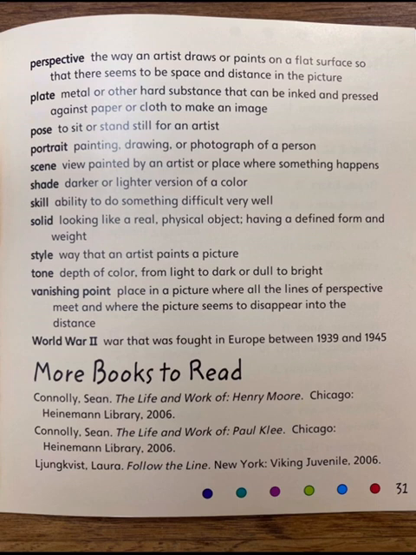Solid, looking like a real physical object having a defined form and weight. Style, way that an artist paints a picture. Tone, depth of color from light to dark or dull to bright. Vanishing point, place in a picture where all the lines of perspective meet and where the picture seems to disappear into the distance. World War II, war that was fought in Europe between 1939 and 1945. And then they got more books you can read.